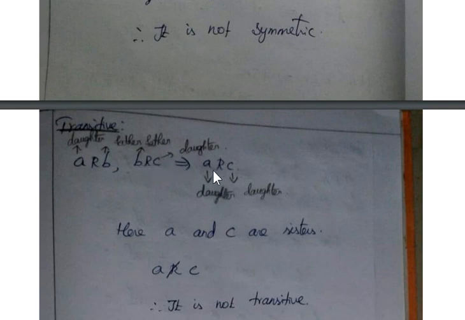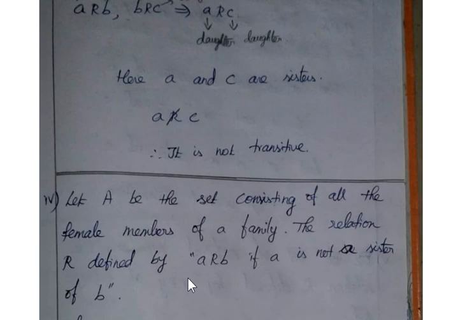And then here, A is related to C. That means see that A is one daughter, C is another daughter, so both the daughters are sisters to each other. Therefore, here A and C are sisters. So here not related should be satisfied, since they gave not a sister, but here we get the answer sister. Therefore, it is not transitive.